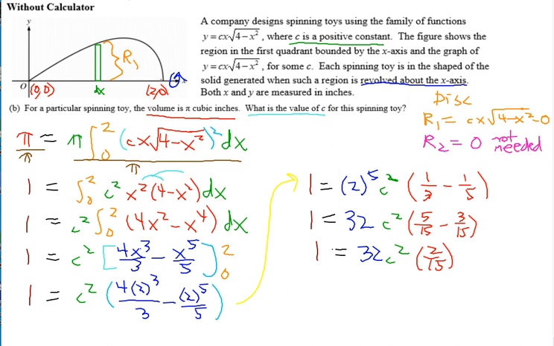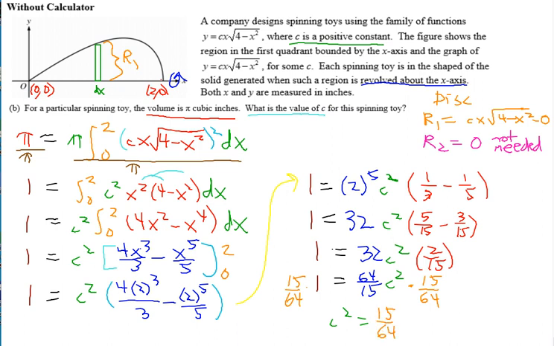And then we've almost got it. 1 equals 32 times 2/15. That becomes 64/15. And now you can see we can solve this for c. Probably the easiest thing to do, divide by 64/15, which is the same as multiplying by 15 over 64. So we get c squared equals 15 over 64 times 1, which is just 15 over 64.